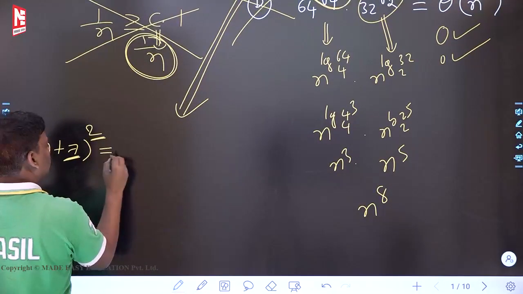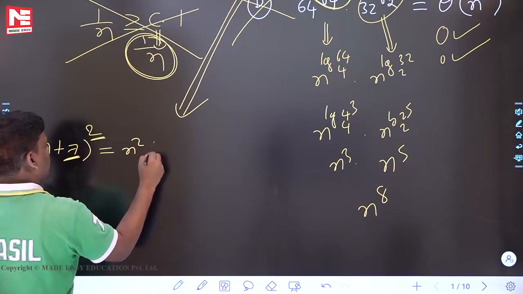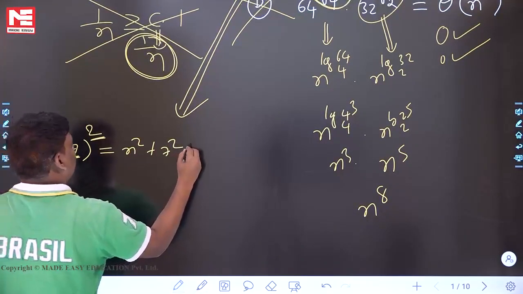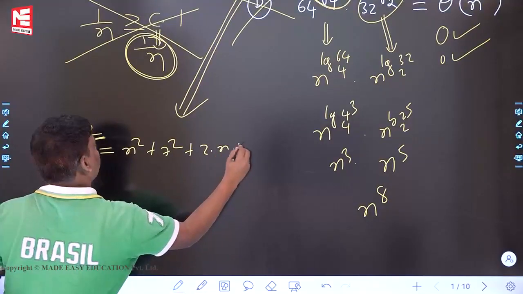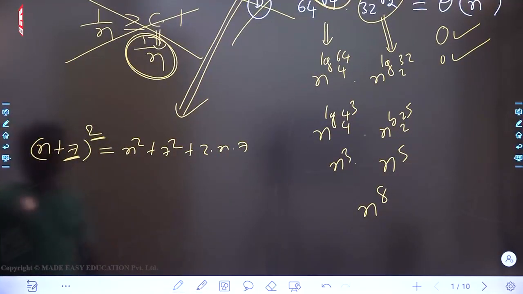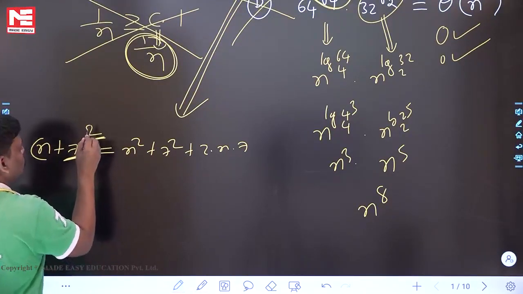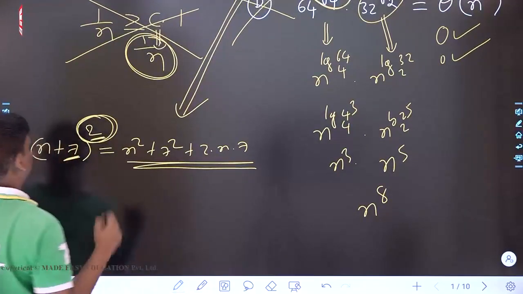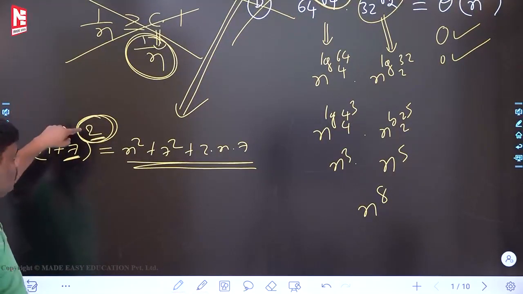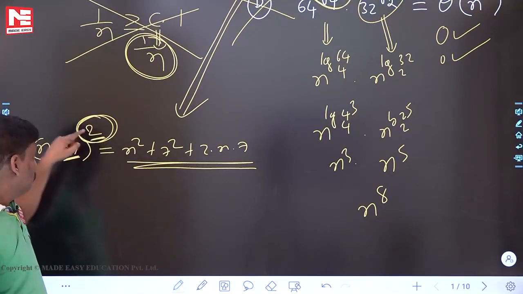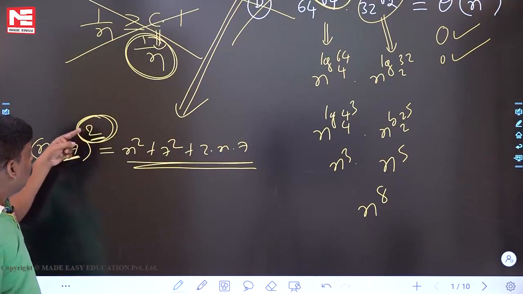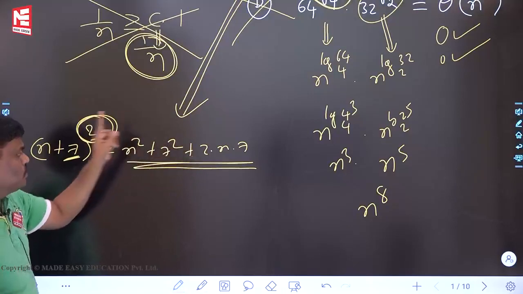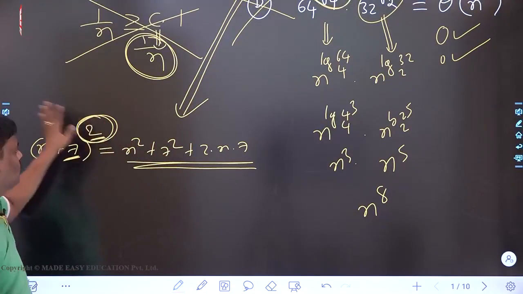What is the formula? A plus b whole square means n square plus 7 square plus 2 into n into 7. These are the terms. And one more thing: if it is the whole square, 3 terms will be there. Please be careful. If it is the whole power 3, 4 terms will be there. 2 means 3 terms, 4 means 5 terms, 3 means 4 terms. You just remember this one.